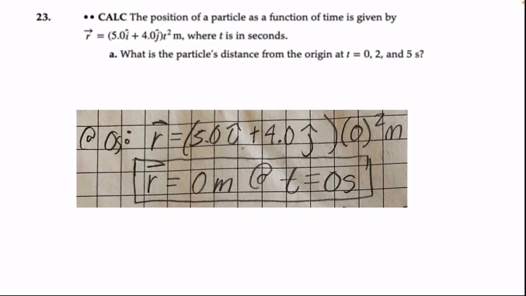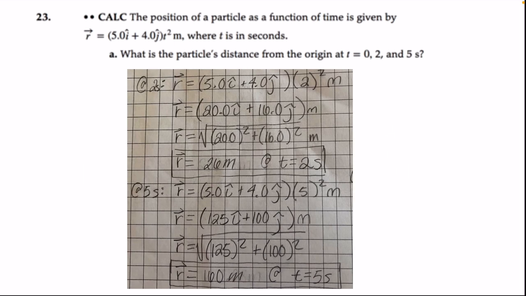So once again, we're solving for the particle's distance from the origin at t equals 0, 2, and 5, and since this equation that was already given is a distance equation, we can just plug those in. So plugging in 0 is the easiest. You're not going to have to use the Pythagorean theorem. It's just going to cancel everything, and yeah, the particle will have moved 0 meters from the origin at t equals 0 seconds.